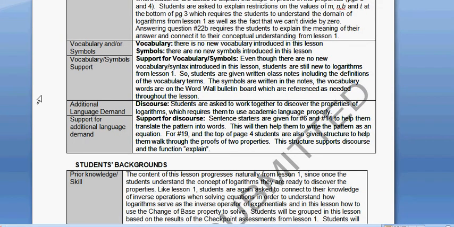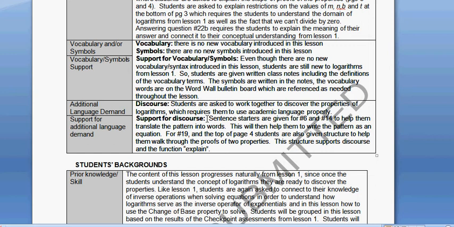So for my second lesson plan, I had discourse. So that was the additional language demand. Students are asked to work together to discover the properties of logarithms, which requires them to use academic language properly. The way I supported that discourse is I gave them sentence starters, right? If I want them to actually have a conversation in a mathematical way, I gave them sentence starters.